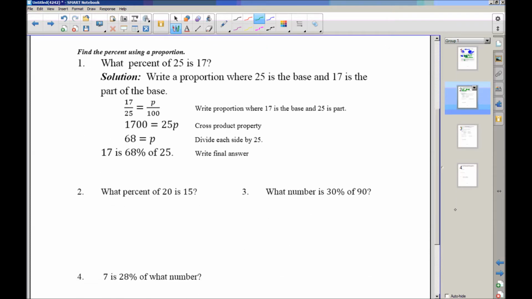All right, number 1 here. Already done it for you. What percent of 25 is 17? And we're supposed to write a proportion, so solve these with a proportion. We'll learn 2 ways today.